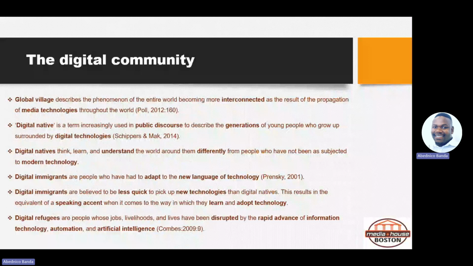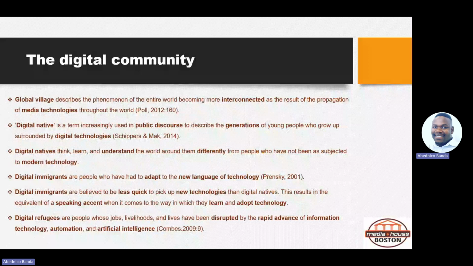We have the digital natives. This is a term that is increasingly used in the public discourse to describe the generation of young people who grow up surrounded by digital technologies. However, it can be argued that it is not only young people, and we'll come to that. The digital natives think, learn, and understand the world around them differently from people who have not been as subjected to modern technology. So these are sort of like the citizens, the natives of the digital community.